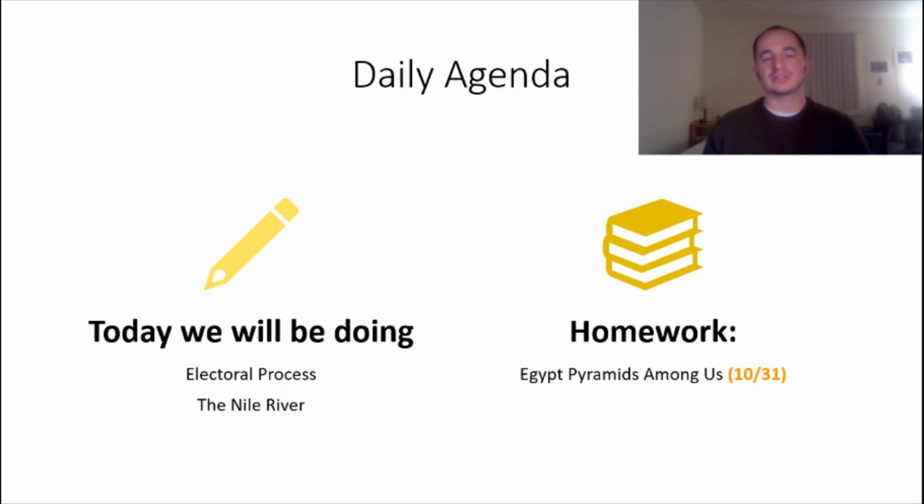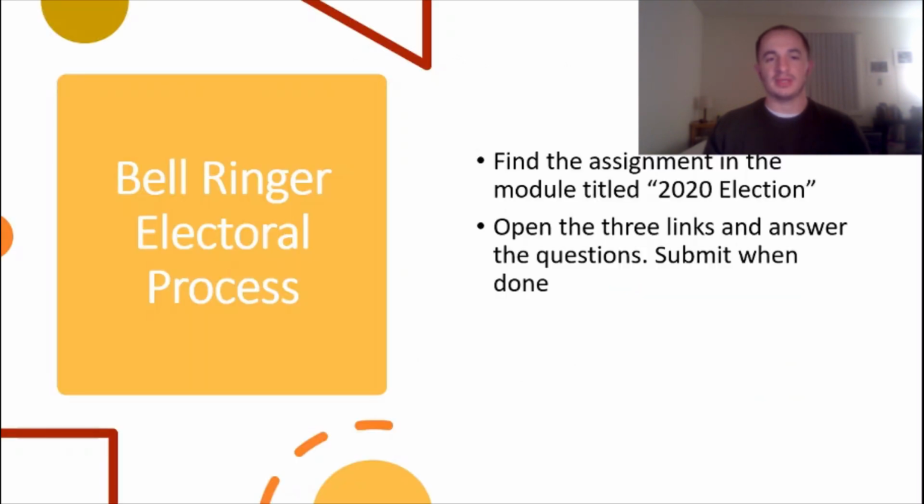So let's go ahead and get started with the electoral process. What you need to do is find the assignment in the module titled 2020 election, open the 3 links, answer the questions, and then submit it when you are done. It's going to cover who can run for president, the 3 things that you need to have to be eligible to be president, then the nomination process and how you actually get elected, what the process is like, and then it's going to talk a little bit about the Electoral College and what it is.